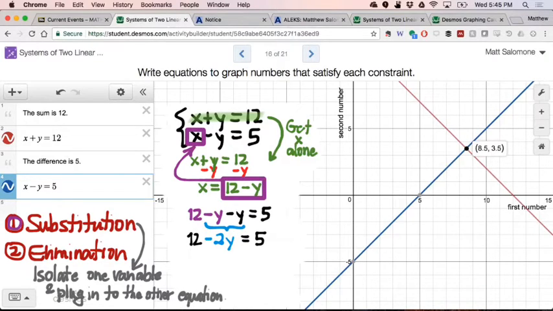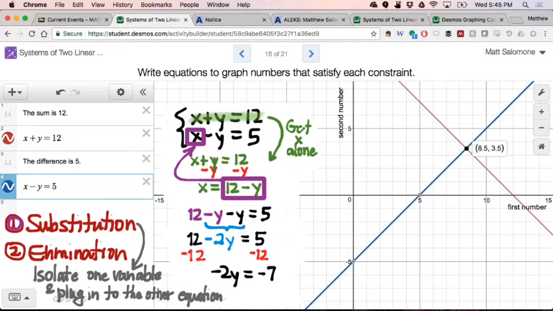Now we've simplified everything completely. It's just a matter of unwrapping the y by reversing the order of operations. Subtract 12 from both sides. That's going to give me negative 2y is equal to 5 minus 12, negative 7.